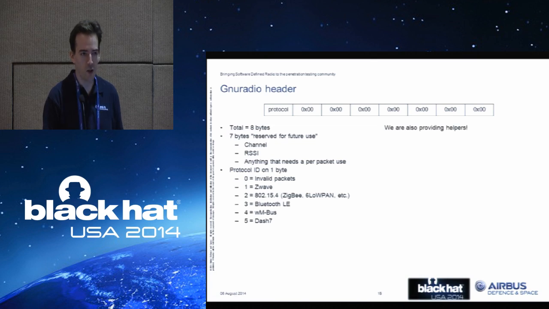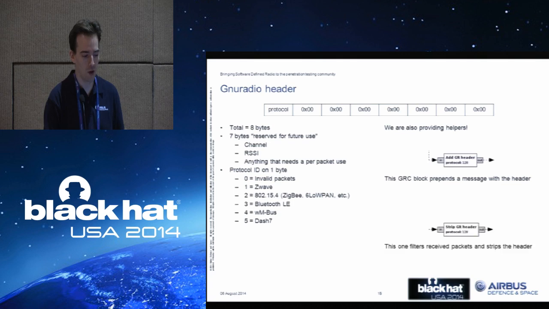We are also providing helpers, because each time your new radio flow receives a packet from the radio side, it will have to put that header in front of it. So we are providing basic helpers: a block to add a GR header and another block to strip it, respectively for the reception and the transmission of packets. You just have to put the protocol ID as a parameter and that's all. It will add the 8 bytes with 7 zeros.